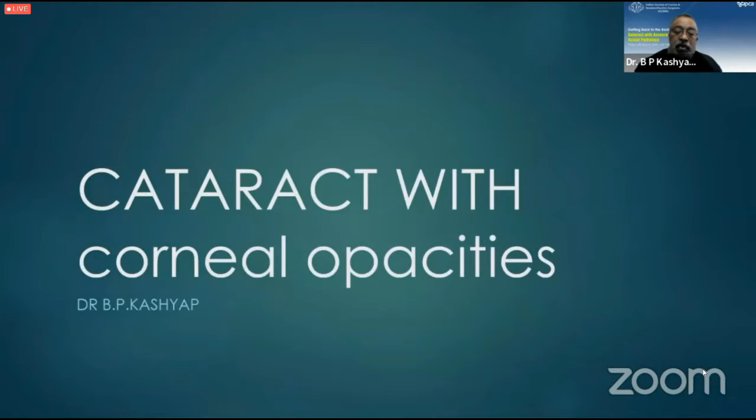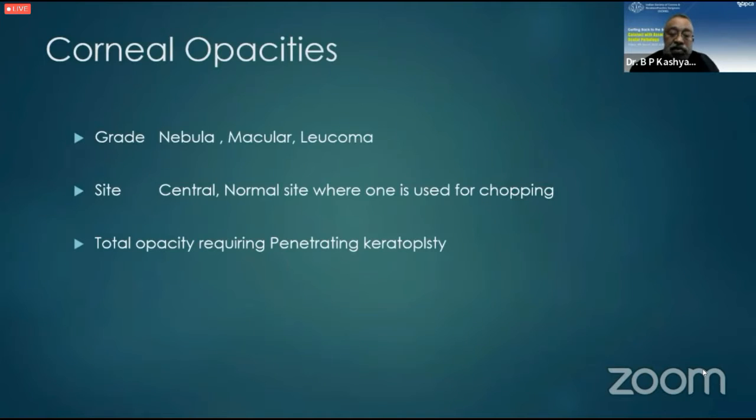My topic is very simple, very popular, something everybody has as a problem. I'll be talking about cataract with corneal opacity. The planning of the surgery depends on the grade of the opacity, whether it's a nebula grade, a macular, or a leucoma grade. And where is the site?